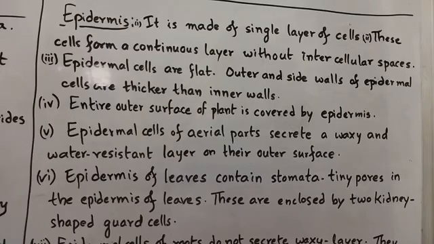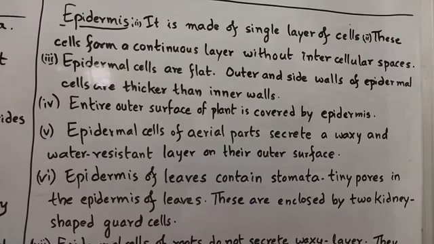Epidermal cells of aerial parts secrete a waxy and water resistant layer on their outer surface. So epidermal cells secrete a waxy and water resistant layer. To which side are they secreting? The waxy and water resistant layer is secreted to their outer surface, meaning the surface that is exposed to the environment.